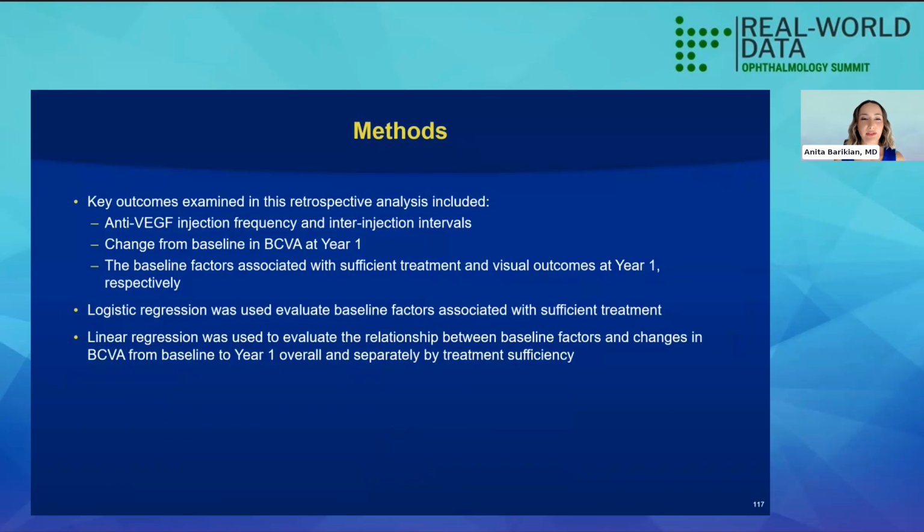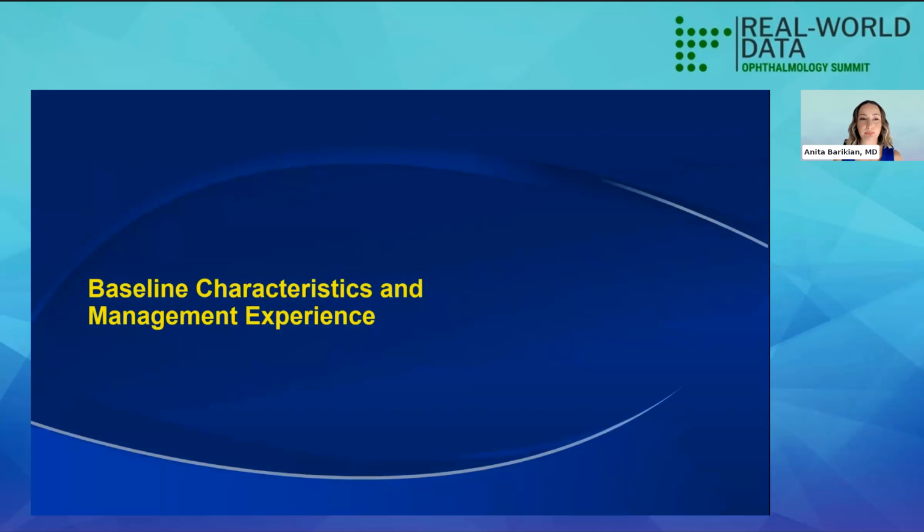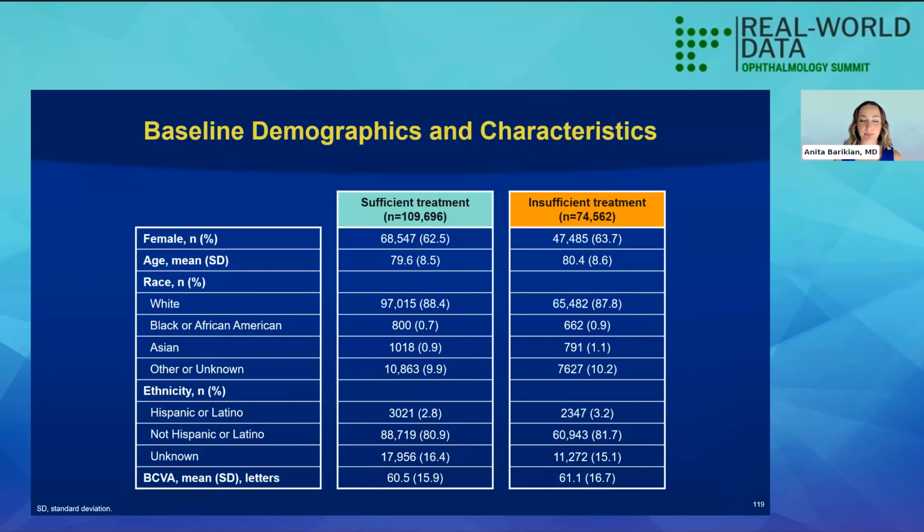So key outcomes examined in this retrospective analysis included anti-VEGF injection frequency and inter-injection intervals, change from baseline in BCVA at year 1, and the baseline factors associated with sufficient treatment and visual outcomes at year 1, respectively. Logistic regression and linear regression were used in our analysis.